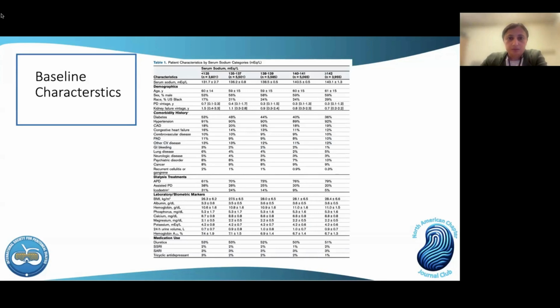So, baseline characteristics. All right.